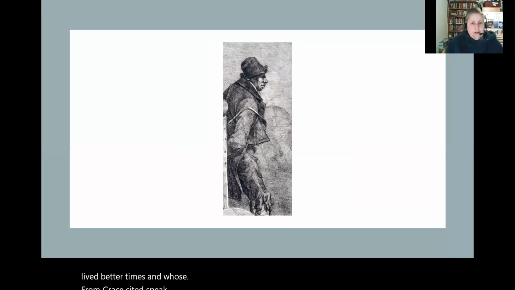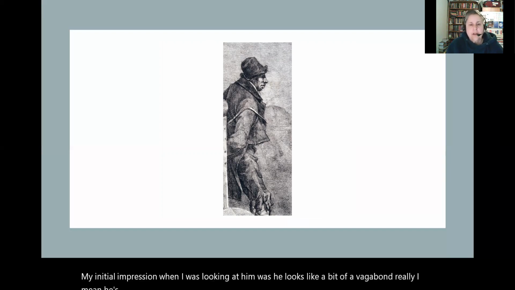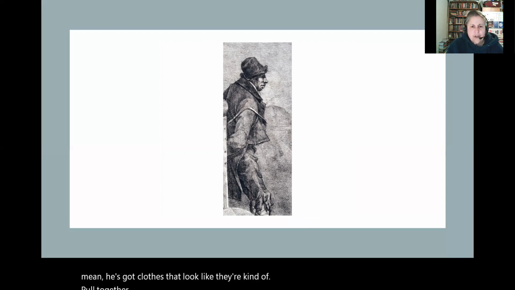And here we have the man pulling her. My initial impression when I was looking at him was he looks like a bit of a vagabond, really. I mean, he's got clothes that look like they're kind of pulled together. They don't really match each other. His pants have got rips and tears. He's had a hard life. He's probably one step removed from being a beggar. Maybe he's someone who works in one of these asylums or workhouses. Maybe he's, in fact, an ex-resident himself. Not a happy chappy, as we say.